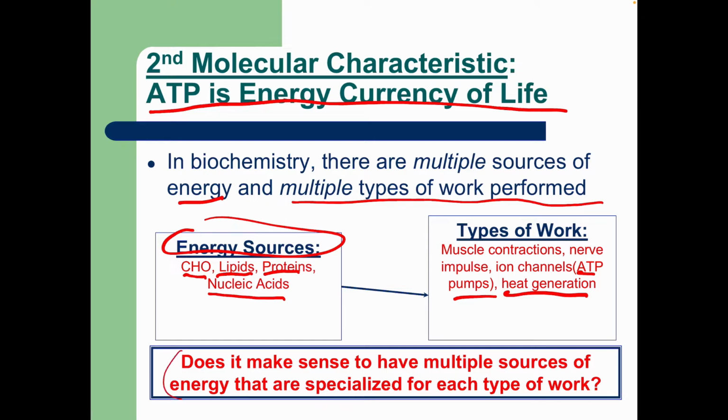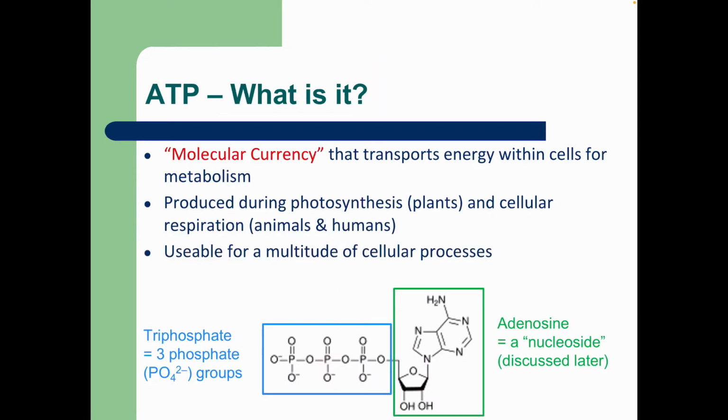Again, something to think about is, does it make sense to have multiple types of sources to produce the same type of energy that are specialized for each type of work? So again, this is something to think about, and we can talk about it later and how certain things are specialized for certain activities. So ATP, what is it?